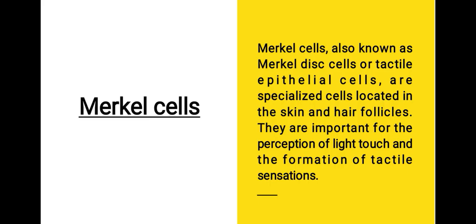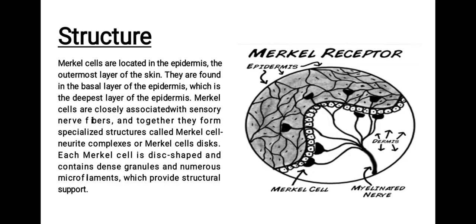Next one, Merkel cells, located in the skin and hair follicles. Structure: epidermis, Meissner's myelinated nerve, dermis, Merkel cells. They are found in the basal layers of the epidermis, the deepest layers of the epidermis, the outermost layer of the skin. Merkel cells are closely associated with sensory nerve fibers.